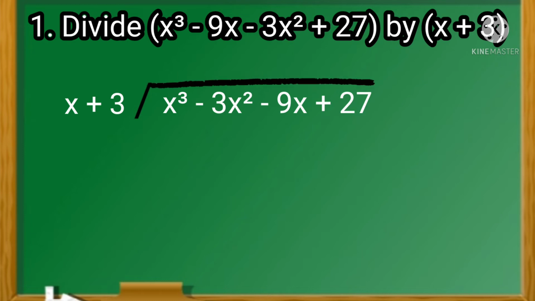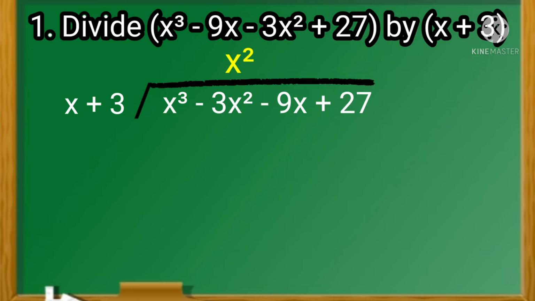The divisor is written outside of the division symbol, and the dividend is written inside the division symbol. To start dividing, we will divide the first term of the dividend by the first term of the divisor to get the first term of the quotient, that is x cubed divided by x, and the quotient is x squared, and we will write that one on the second term of the dividend.